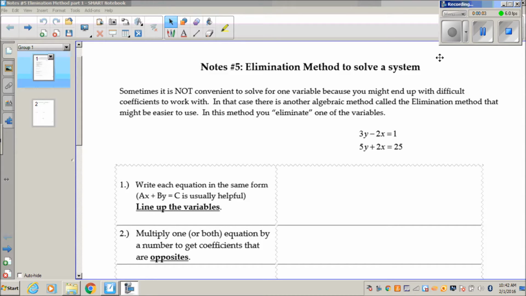Hello, and welcome to notes number 5. This is on the elimination method to solve a system.